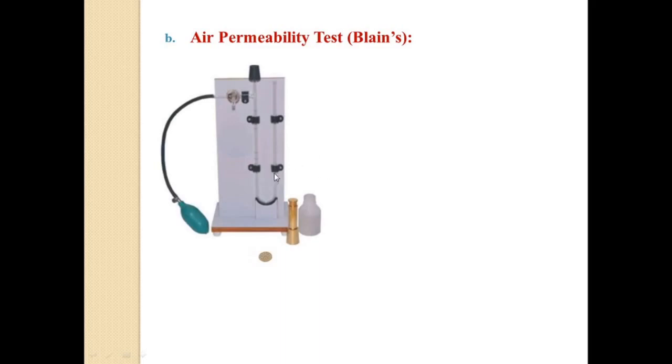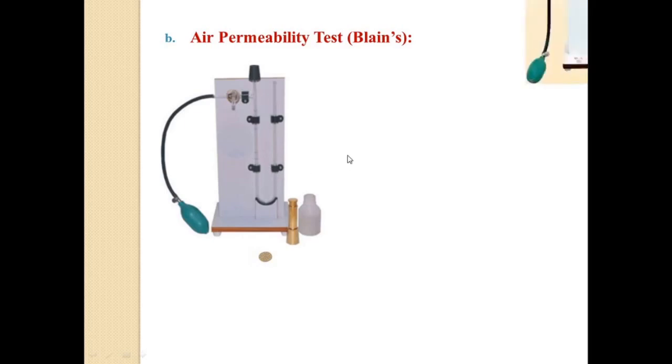The second one is the air permeability test, that is, Blaine's air permeability test. Here we can see the apparatus for Blaine's air permeability test. This is the manometer. This is the pressure bulb. This is the stopcock. This is the permeability cell, which has a diameter of 12.5 mm at the top and a height of 50 mm. This is the conical edge. This plunger is inserted in the permeability cell. This is the perforated disc having 1 mm perforation, and this is the manometric liquid used in the manometer.